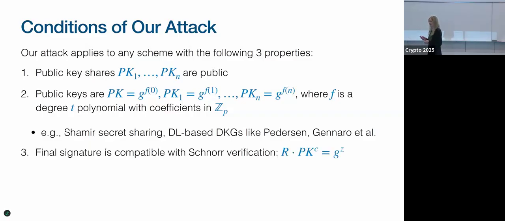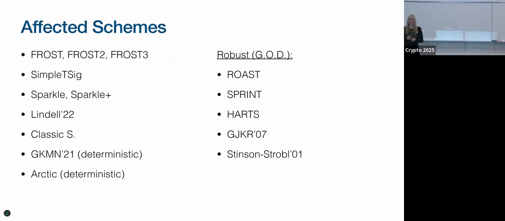And the final requirement is that the overall signature that's generated must be compatible with Schnorr verification. So here's a list of schemes that satisfy the three conditions. We see all variants of FROST, all variants of Sparkle, Lindell. We also see some deterministic schemes. So these are EdDSA compatible, but again, EdDSA is not verifiably deterministic. So Schnorr verification and EdDSA are the same, so our results also apply here.